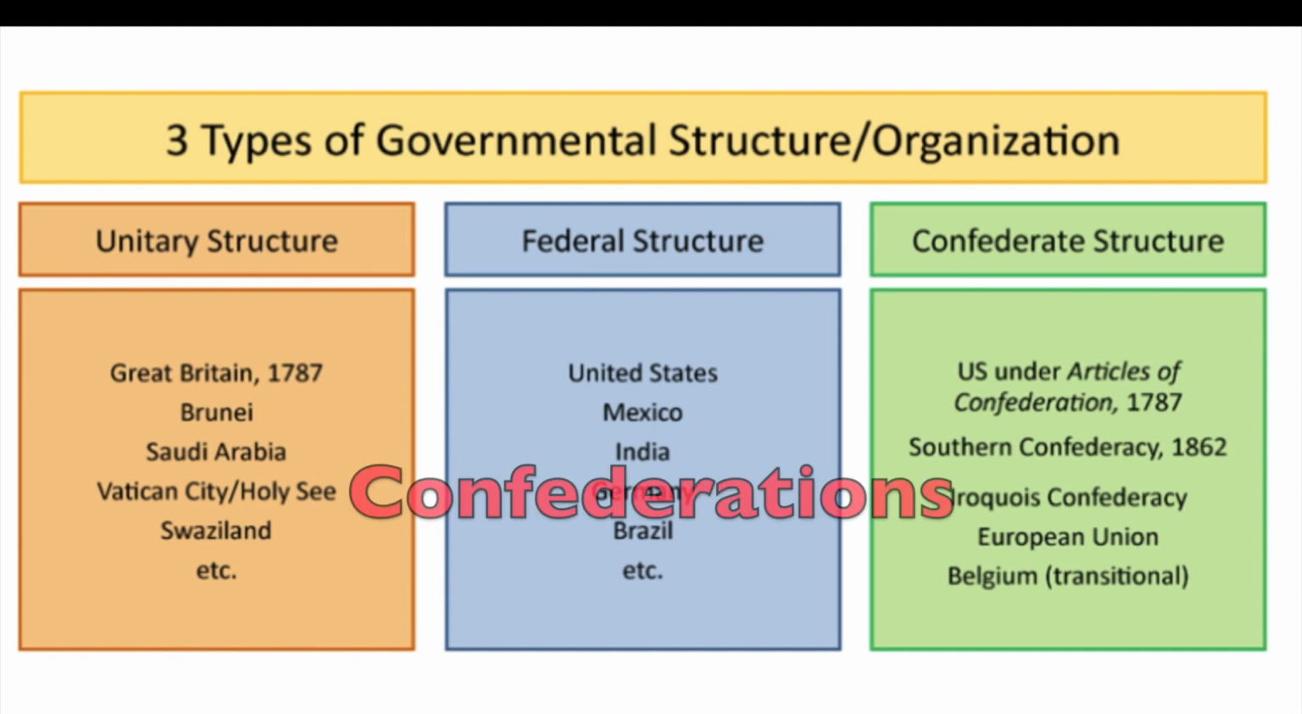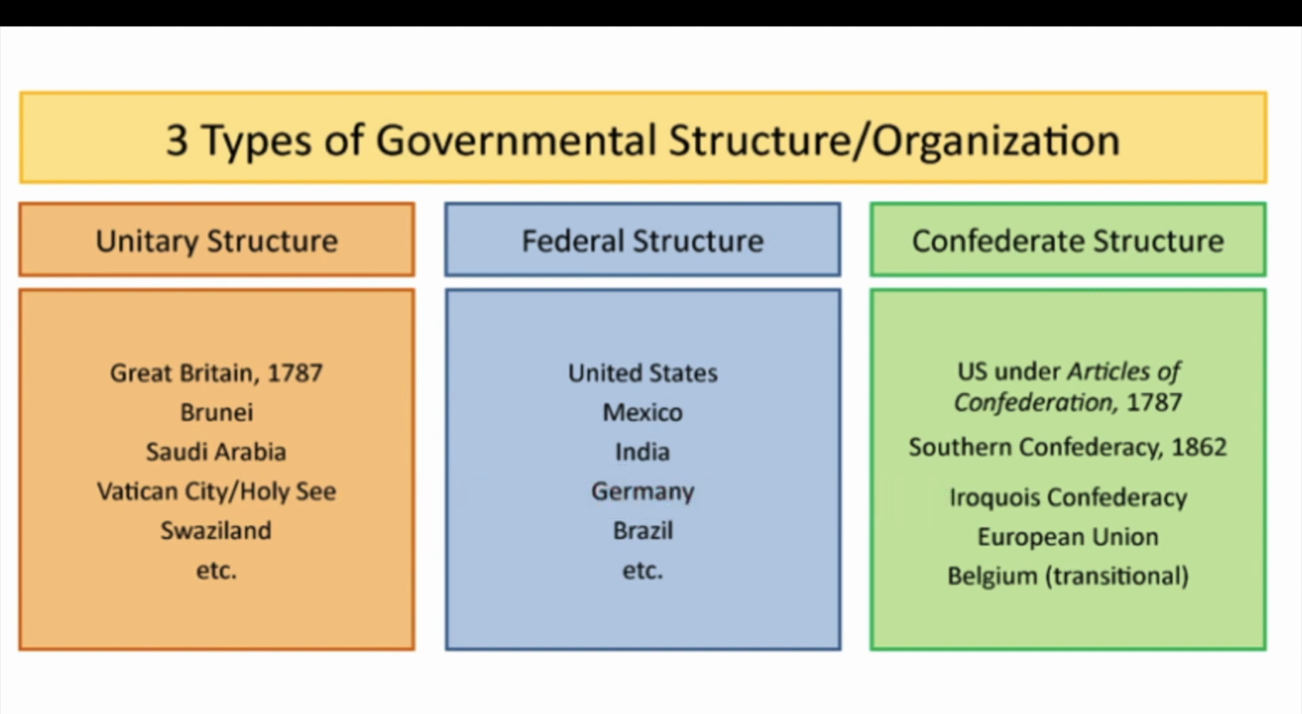Confederate structure, under the Articles of Confederation, the Constitution before the U.S. Constitution, the United States was a confederation. The Iroquois Confederacy, the European Union. The European Union is a great example of a confederate structure. So in the Union, all of the member nations in Europe are independent states, of course. They are just held together in this alliance by the European Union. But each state has its own autonomy and sovereignty.